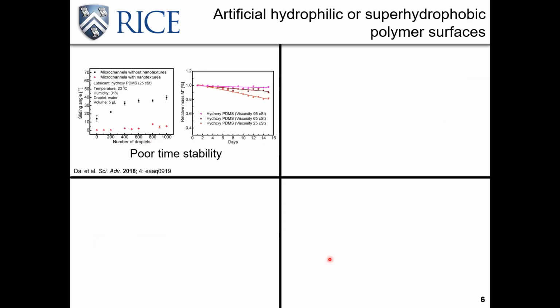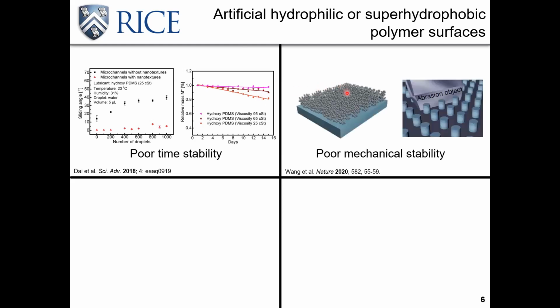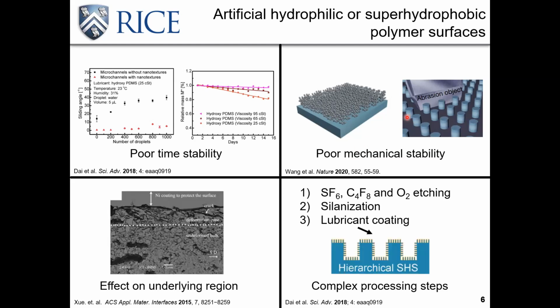However, there's still some problem about the preparation of this artificial interface with different wettability. As you can see, for the polymer coating, the coating mass can be directly decreased after the fabrication, and this can cause the decrease of the intrinsic wettability and performance. On the other hand, some superhydrophobic surfaces are prepared based on the nanostructure, and these nanostructures are very fragile with the abrasion objects. As a result, they have a poor mechanical stability. On the other hand, some methods involve the use of some reactive gas, as shown here, and multiple processing steps, which can be very problematic for the post-treatment.